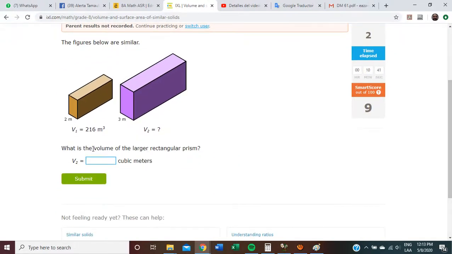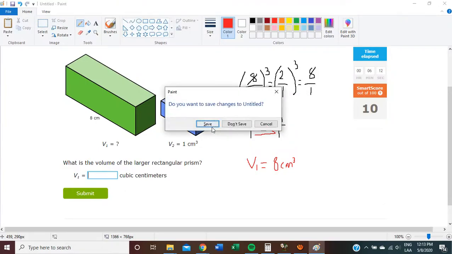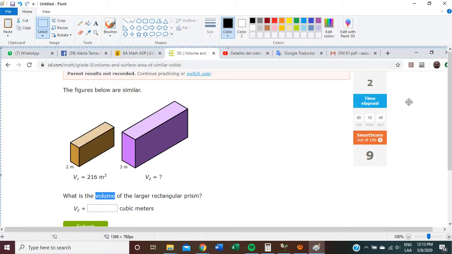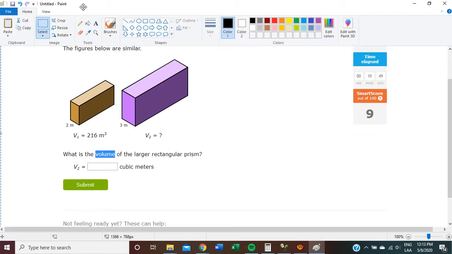Okay, so again, what is the volume? All right, volume of this larger rectangle. Okay, let me print the screen, a new one, and paste the screen. All right, so A equals 2, B equals 3. We're going to elevate this to the power of 3, which is 2 times 2, 4 times 2, 8. All right, 3 times 3, 9 times 3, 27.